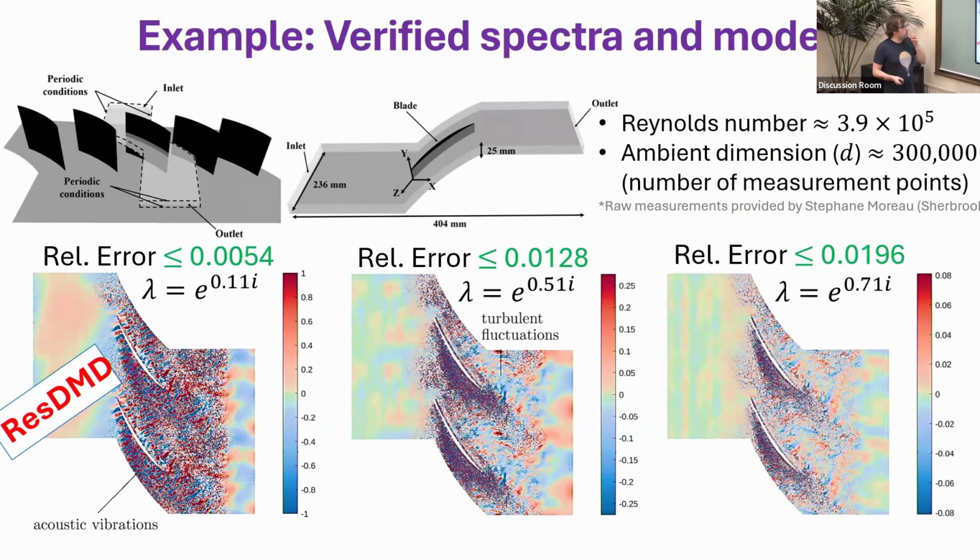So here's one example. This is a fluid flow simulation on a periodic stack of aerofoils, at large Reynolds number, with ambient dimension 300,000. And what we're doing here is getting these Koopman modes associated with verified pseudo-eigenfunctions. These are the residuals. Okay, so you can get these verified spectrum modes.